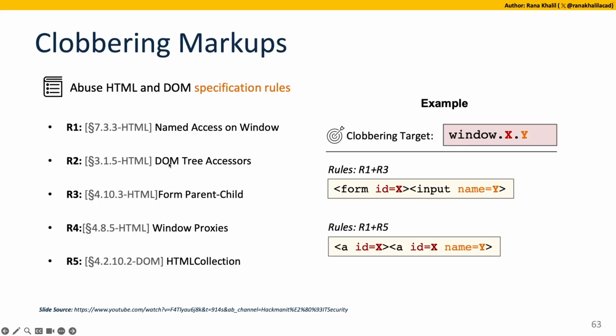Now, there are multiple HTML and DOM specification rules that you can abuse to perform DOM clobbering attacks. In the previous example, we made use of the first rule named access on Windows and the fifth rule, HTML collection, to clobber the SomeObject SRC attribute in the example. However, there are other combinations that you could use. So, for example, you could use the first one, named access on Windows, in combination with the third one, which makes use of the parent-child relationship in form elements. You'll get hands-on experience in both cases in the lab environment.